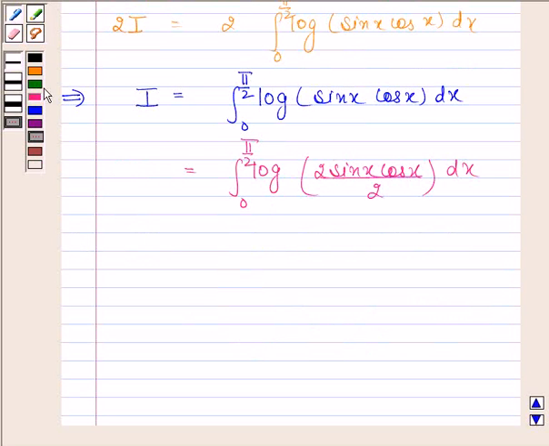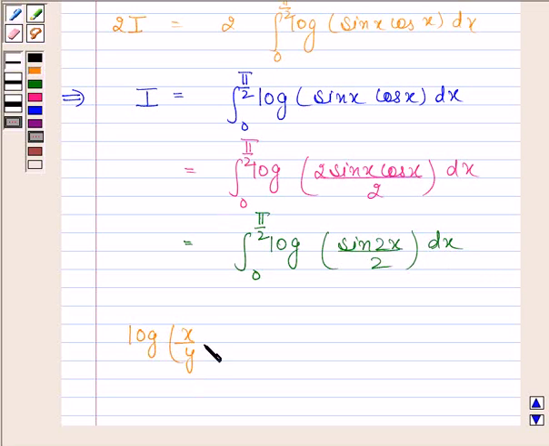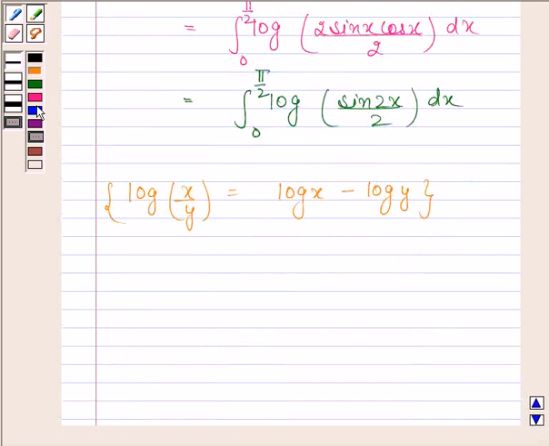This is equal to integral of log sine 2x by 2 from 0 to pi by 2. We know that log x by y is equal to log x minus log y. So by using this, we get integral of log sine 2x minus log 2 from 0 to pi by 2.